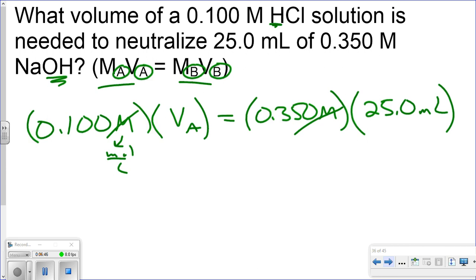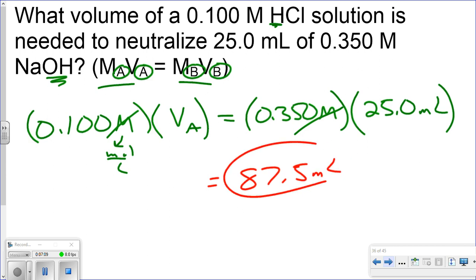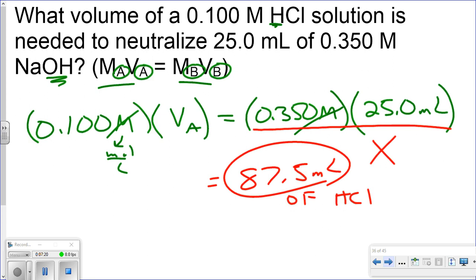So once I get everything to work out, I'm going to multiply the right side together. So this is 0.35 times 25. That's 8.75. And I'm going to divide out the 0.1. And we end up with 87.5 milliliters. Of what? 87.5 milliliters of the HCl that you need to neutralize this stuff completely. So they'll neutralize or perhaps cancel each other out. Okay? So that's one way that we can calculate with this.